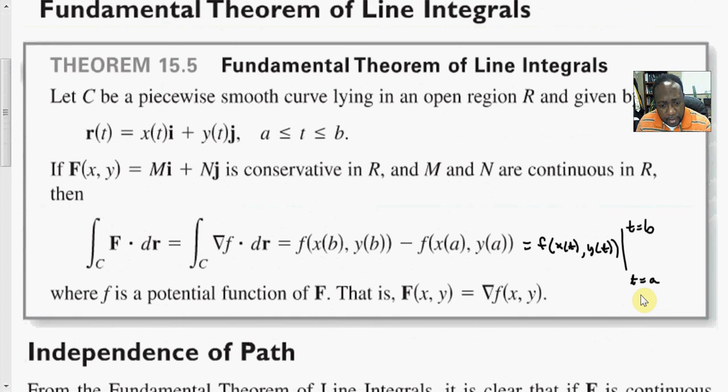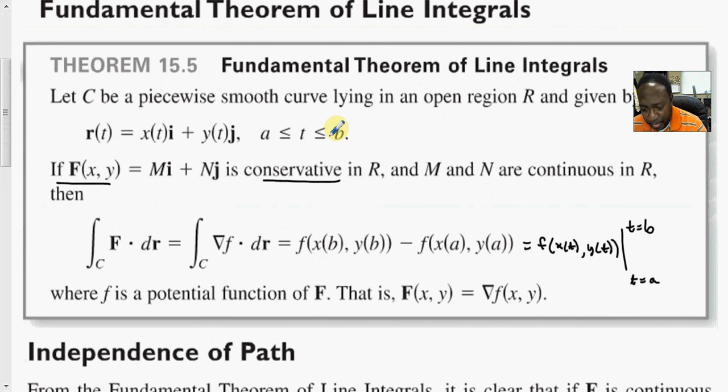If you know that capital F here is conservative, then instead of having to compute the line integral directly, just find the potential function. Just find little f, and we'll use our method to find little f, the potential function, and then just evaluate it here. Now, understand that when you do the evaluation, depending on the problem, you may have to convert to x of a and y of a, and then x of b and y of b, where a and b depend on t, right? That t hovers between the interval from a to b. So you want to be very careful about that.